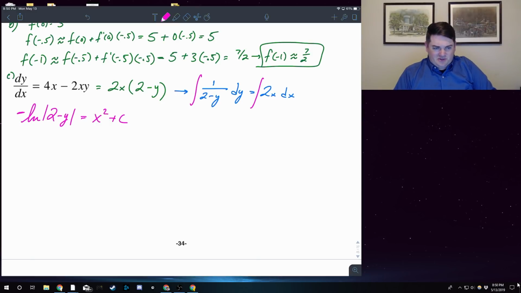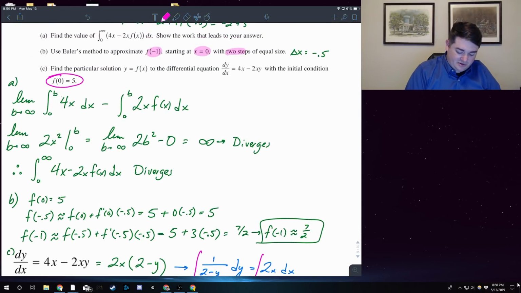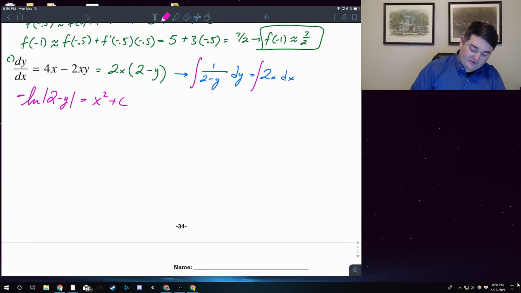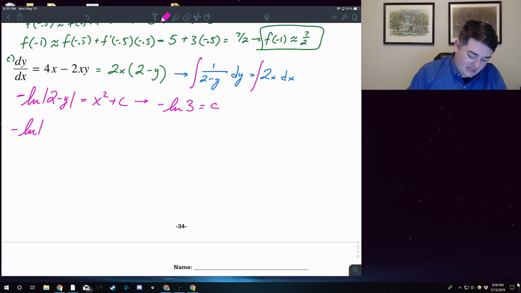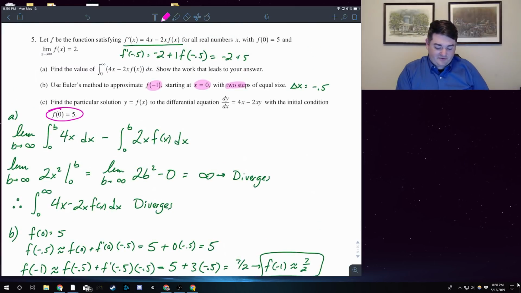Like we discussed earlier, when you solve for c, I'm of the mind that we do it early rather than late. So let's go ahead and take care of that. f of 0 is 5. If I plug in 5 for y and 0 for x, I get negative natural log of the absolute value of 2 minus 5, so 3, equals c. So negative natural log |2 minus y| equals x squared minus natural log 3. And geez, I hope they didn't say find y equals f of x. They did.